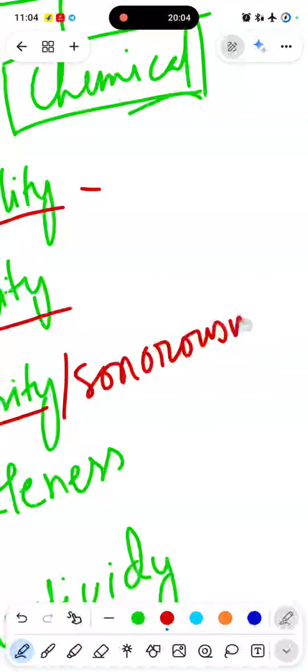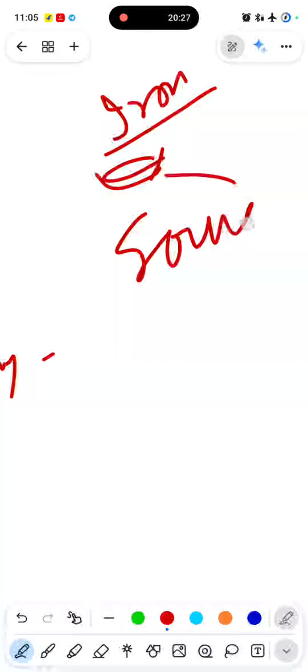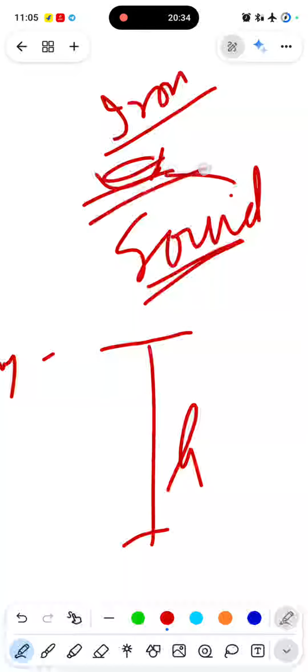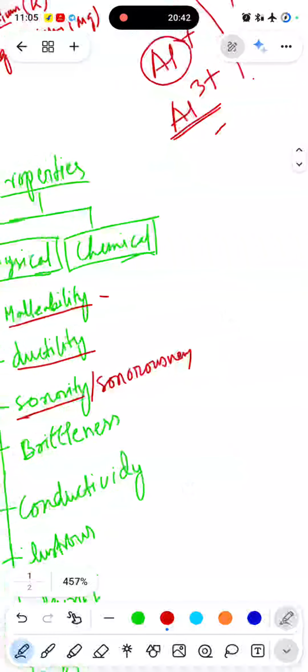This is the property of a metal that can produce sound when it is dropped. For example, if I have a utensil made up of, suppose, stainless steel, stainless steel is an alloy. Now suppose I have iron. Iron will produce sound, isn't it? It will produce a sound if we drop it from a height, and that means it is sonorous. The materials, the elements which can produce sound when dropped, are sonorous.